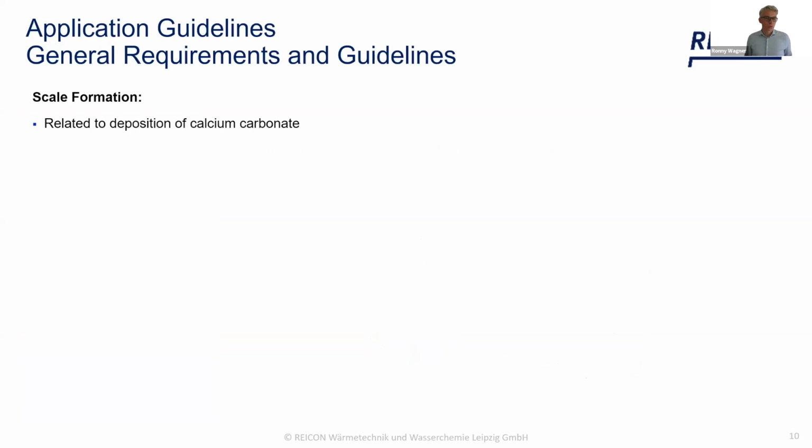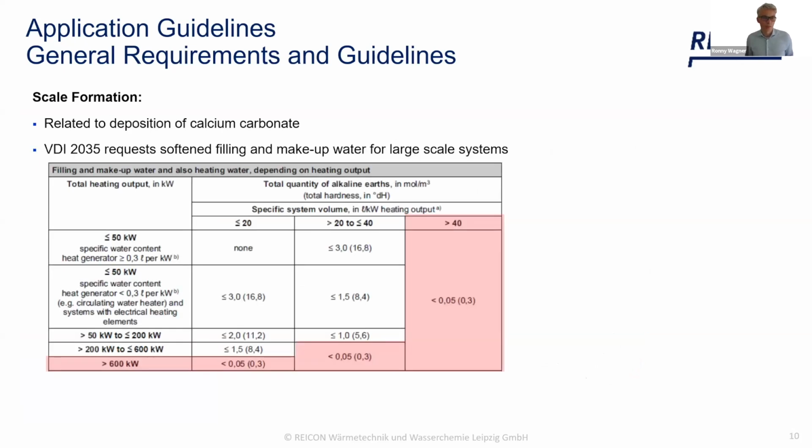One main source of issues is the scale formation within the system, especially on the heating surfaces and the heat exchangers. And the VDI 2035 requests a softened filling water, so with no hardness inside, especially for the larger systems, which we are mostly dealing with in district heating networks, but also most industrial applications go into that field. And the smaller ones are for houses and maybe buildings.